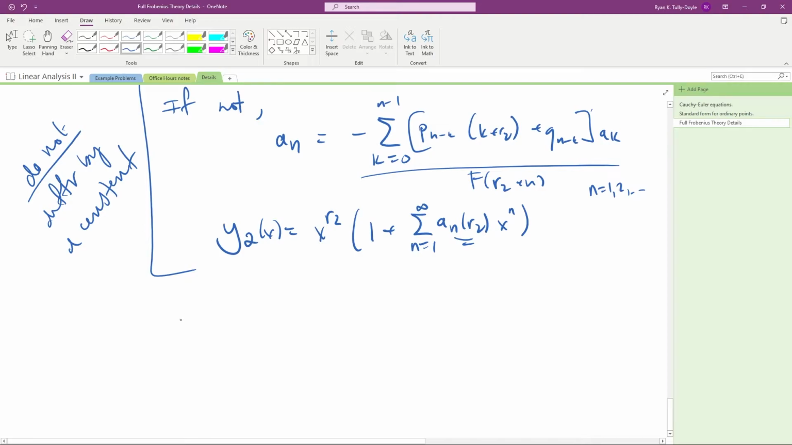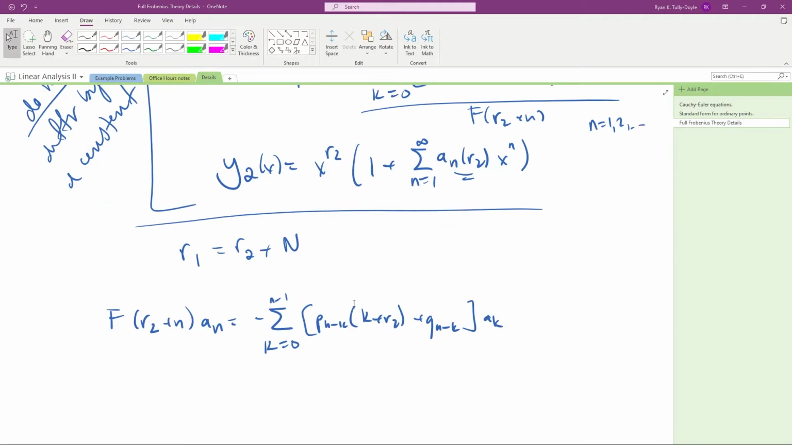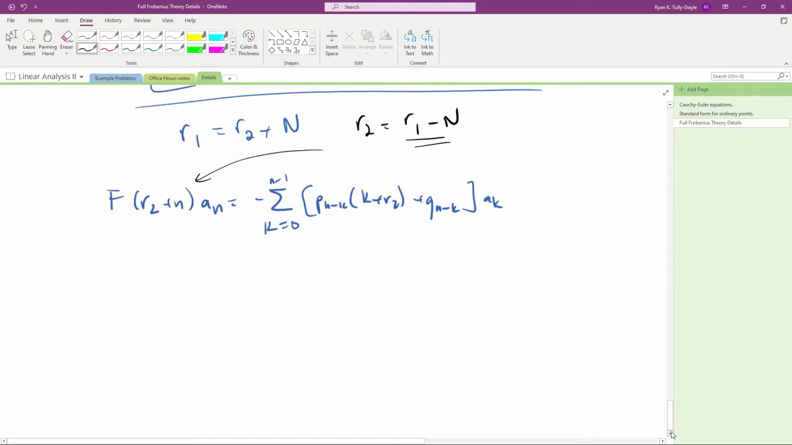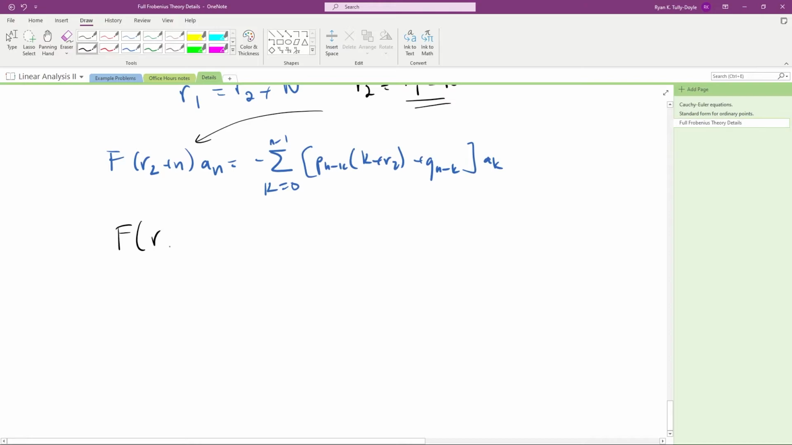So let's suppose that it is the case that r1 is equal to r2 plus some integer capital N. So if we make this substitution, that is, r2 is r1 minus capital N, and I take this and I put it over here, what I end up with is f of r1 plus n minus capital N is equal to all of this.